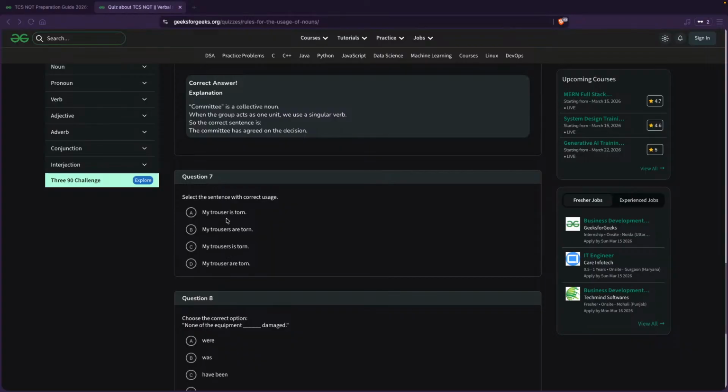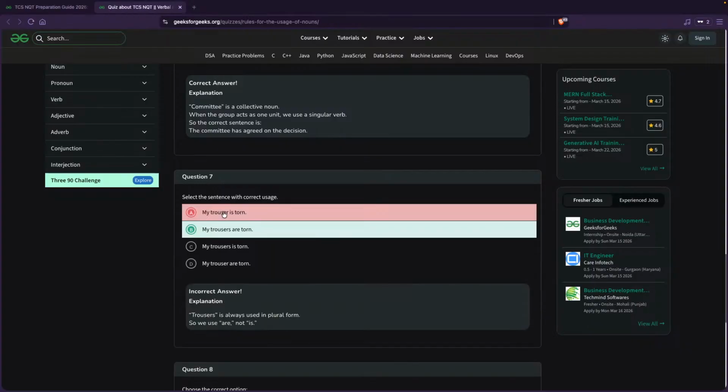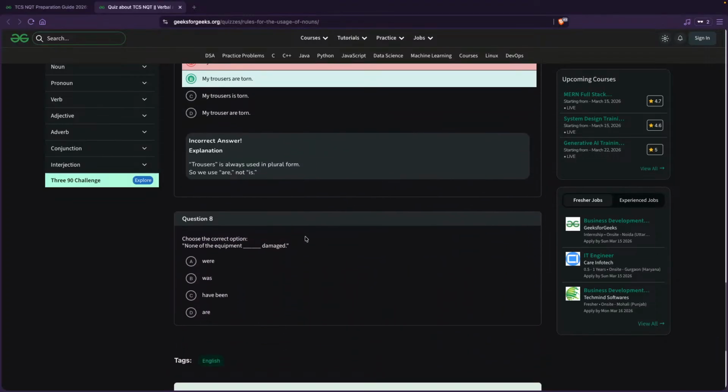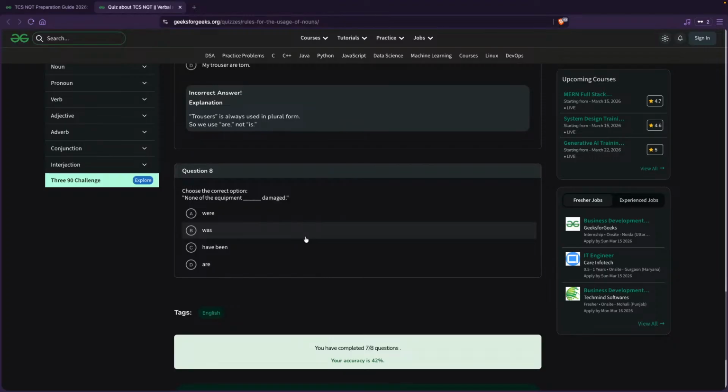Here trouser means one thing. The trouser is torn. The trousers is torn. The trouser are torn. My trouser is torn. The trouser is one thing. And if you conclude that my trouser is torn, I guess this. Oh no, my trousers are torn. Trouser is always used in plural form. Okay, so how do I know that?